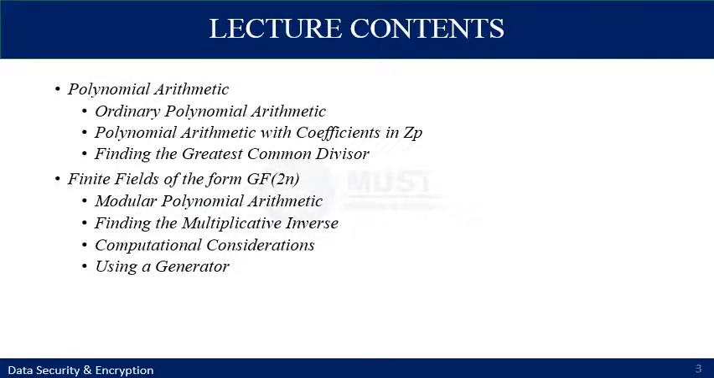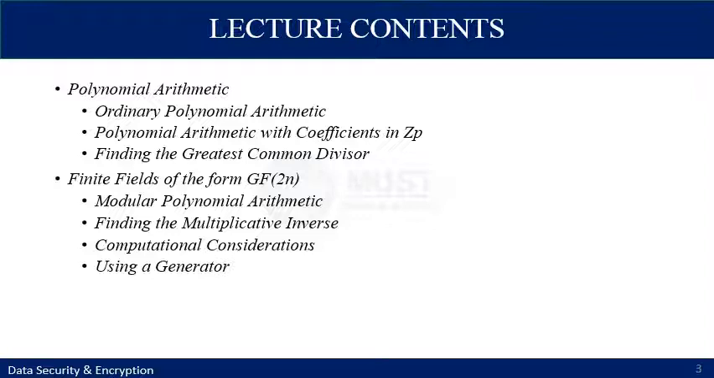So let's have a look at the lecture contents. In this lecture we are going to discuss some mathematical properties of polynomial arithmetic, and in this topic we are going to study three different aspects of polynomial arithmetic: ordinary polynomial arithmetic, polynomial arithmetic with coefficients in the set Z, and finding the greatest common divisor. And then we will move to the finite fields of the form GF(2^n).